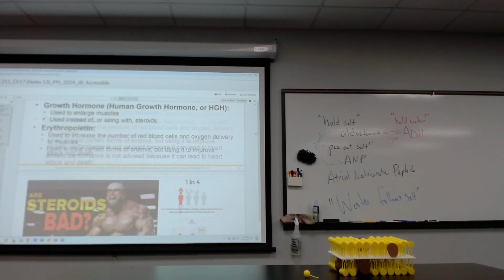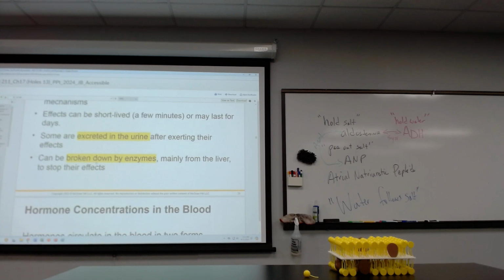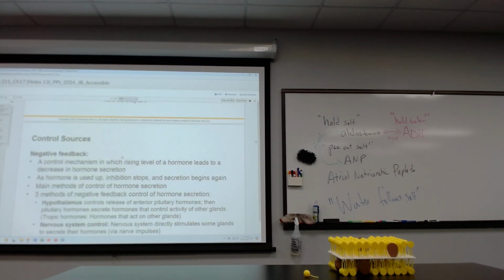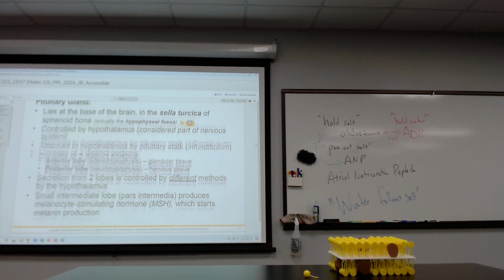Is the other one calcitonin? Well, calcitonin doesn't have to do with thyroid. But there are problems with too much and too little calcitonin, yes.